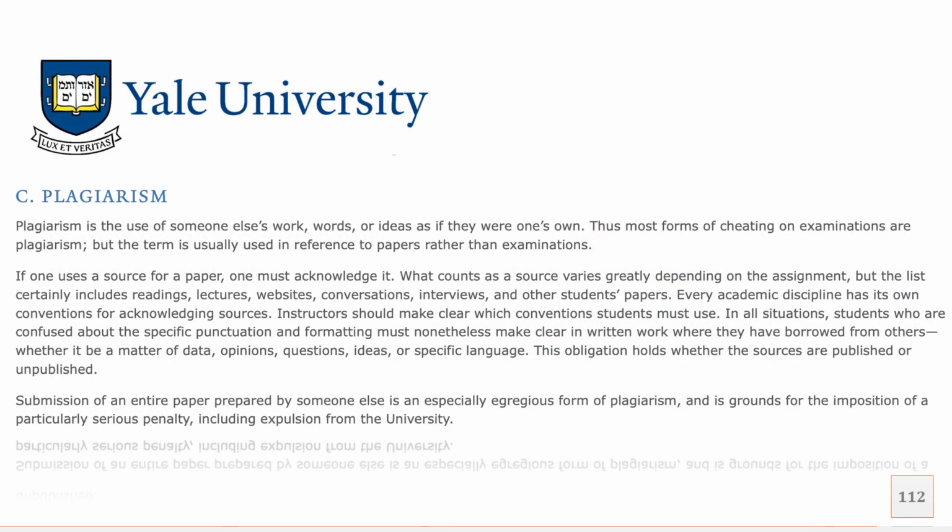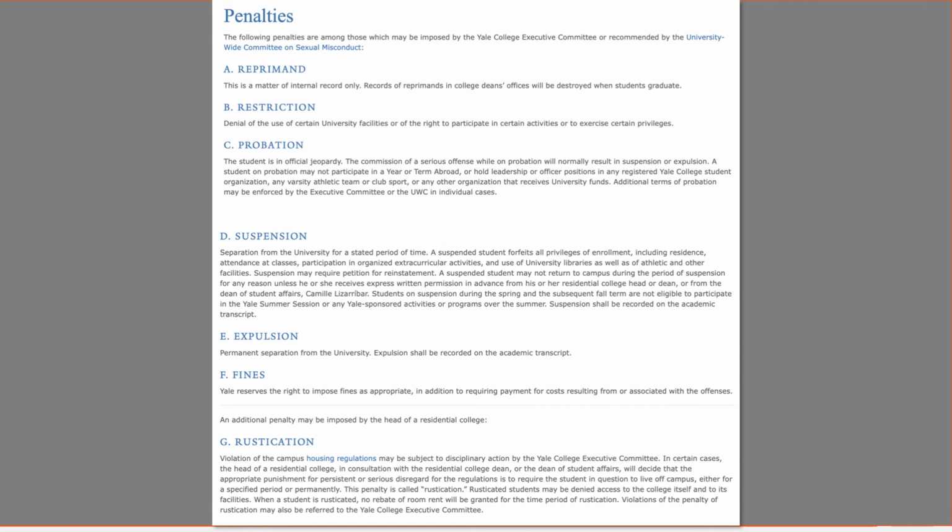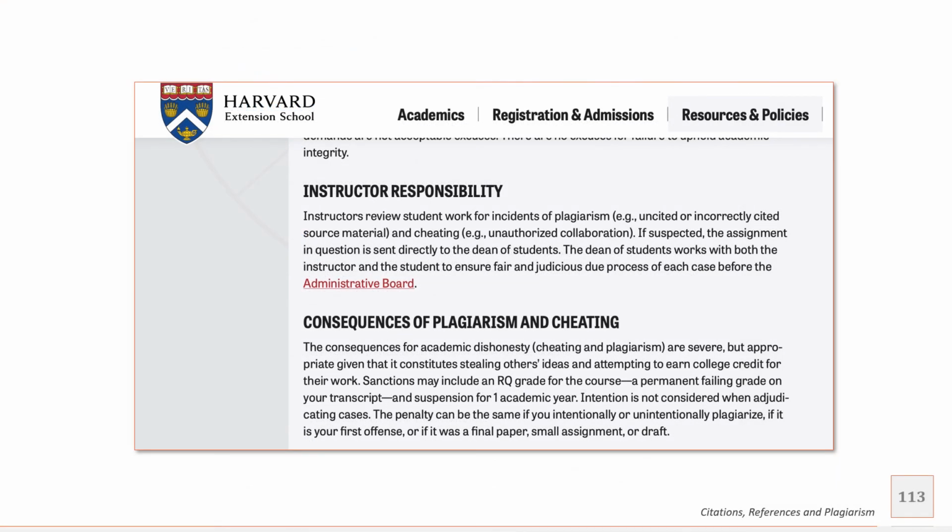Let's take Yale University as an example. Yale, like other educational institutions in the United States, has a strict zero tolerance policy for infractions in the Academic Honesty Code. Cheating or plagiarism of any sort is never tolerated. The penalties of academic dishonesty include reprimand, restriction, probation, suspension, expulsion, fines, and rustication. This is another example of Harvard Extension School.